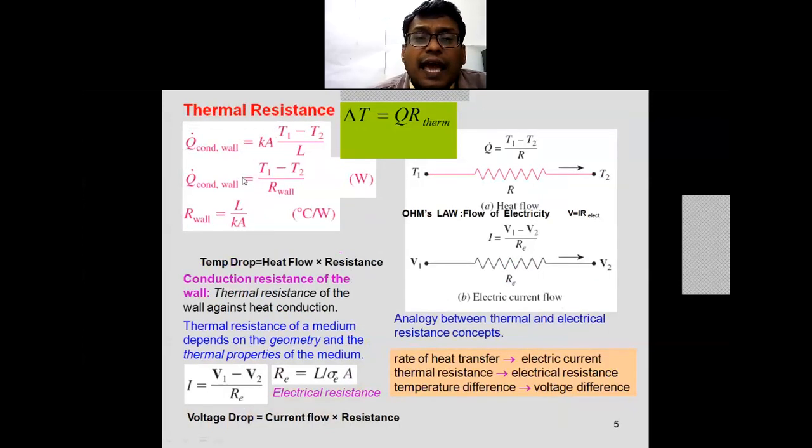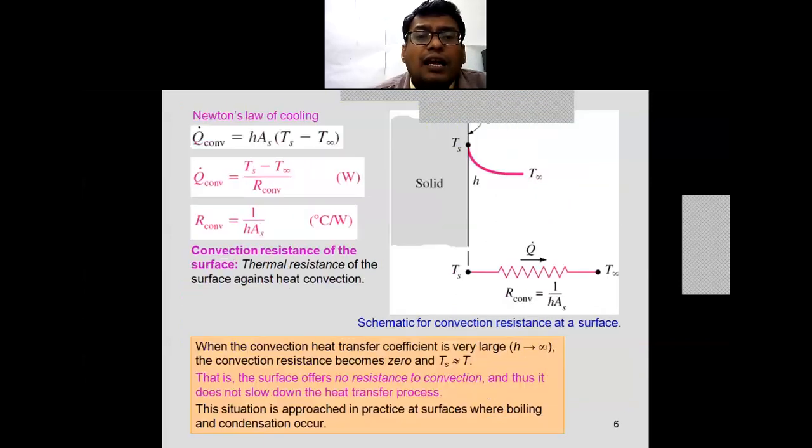R conduction is L upon kA. R convection is 1 upon hA. So the convection resistance of the surface is nothing but the thermal resistance of the surface against the heat convection. So again, in electrical analogy, you can also write the temperature difference Ts minus T infinity, which is the Q, the heat that is flowing through it. The resistance will be equal to 1 upon hAs. So this is the convection resistance at the surface.